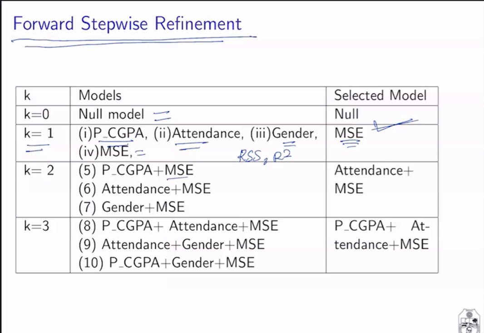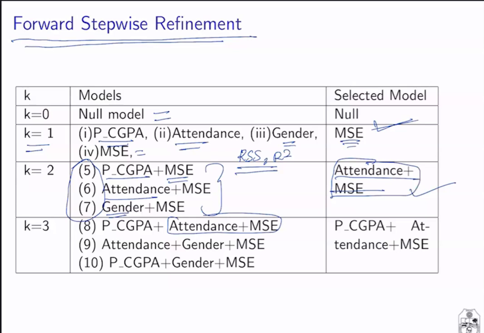By keeping MSC constant, you will add CGPA, you will add attendance, and you will add gender. Now these three different models are generated. Out of these three models, by using either RSS or R square, suppose that you have selected attendance plus MSC. In the third step, attendance and MSC are kept constant and the third variable is added. Here attendance and MSC are constant and the newly added variable is the CGPA. Here attendance and MSC are constant and gender is added.